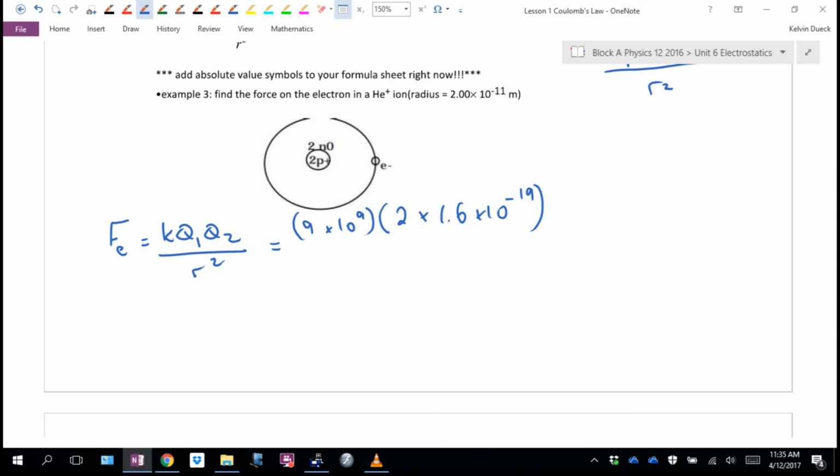The second charge is that electron right there. What's the charge on an electron? Well, it's technically negative, but I've told you we're not going to put the negatives into our force equation. The electron is also the elementary charge, 1.6 times 10 to the negative 19.